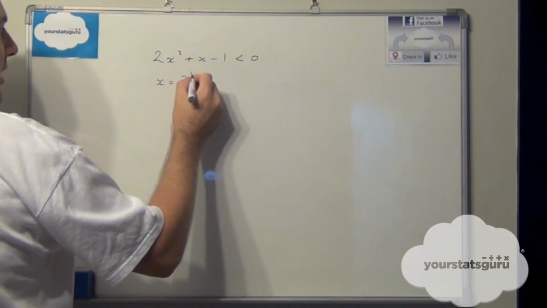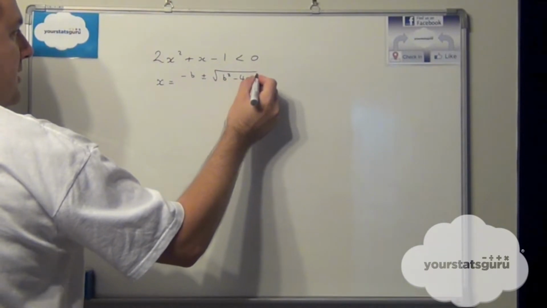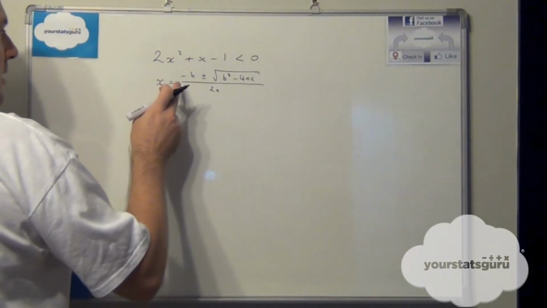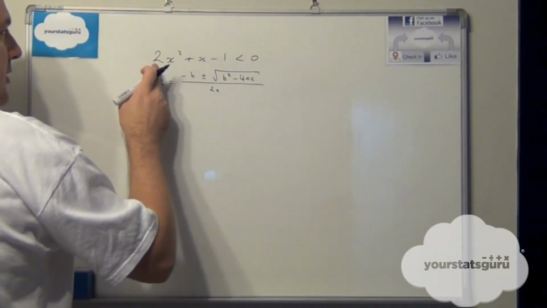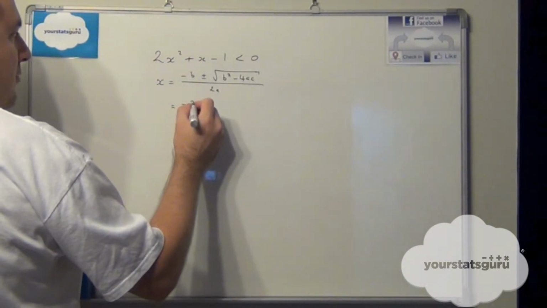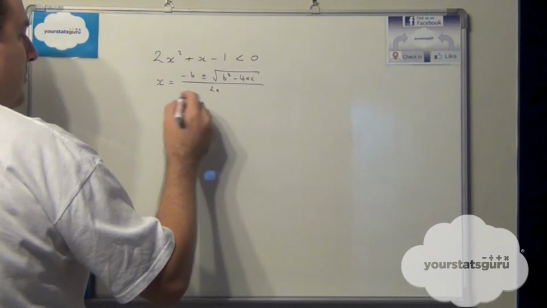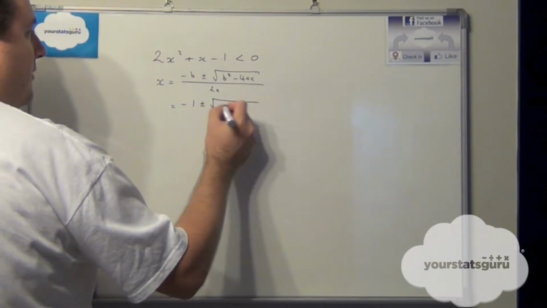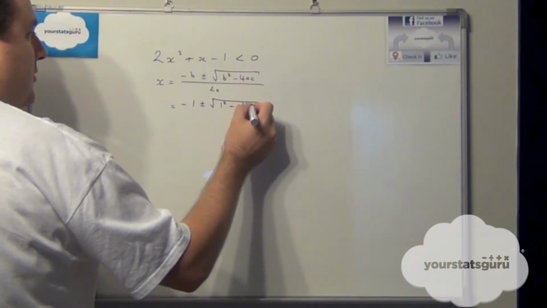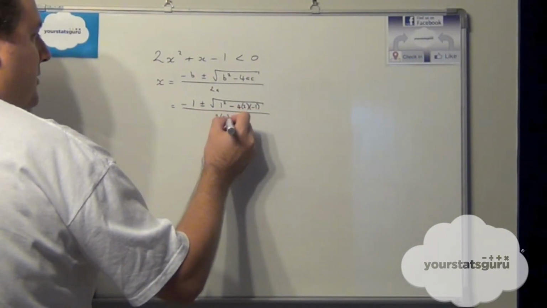So x is equal to minus b plus or minus the square root of b squared minus 4ac, all over 2a. So a is equal to 2, b is equal to 1 and c is equal to minus 1. So this is minus 1 plus or minus the square root of 1 squared minus 4 times 2 times minus 1, all over 2 times 2.